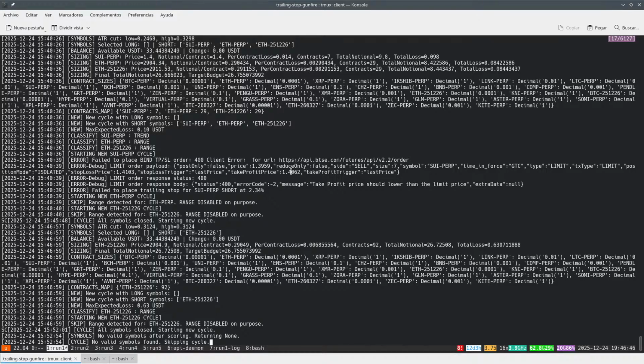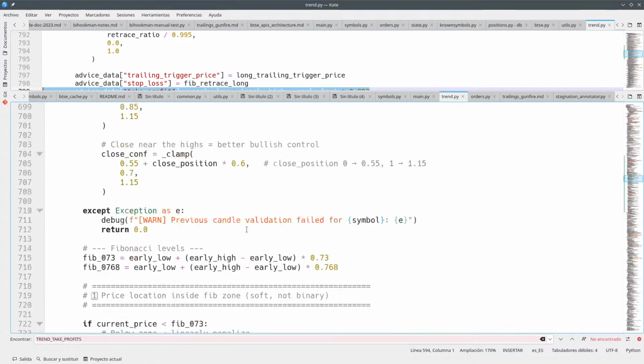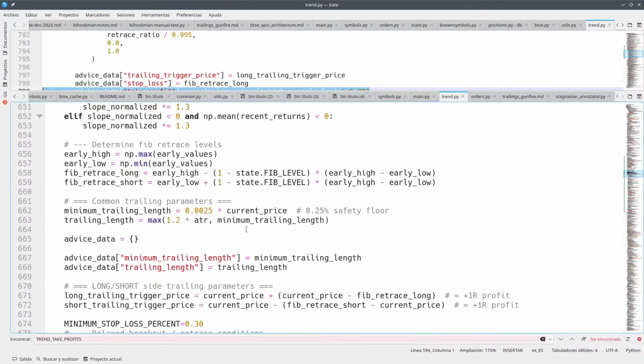So take profit. Where the hell is this? So price is this thing. Take profit is higher, and it should be lower. And the stop loss, it's higher. What's wrong with the take profit? So this fails in short. Okay, let me check.